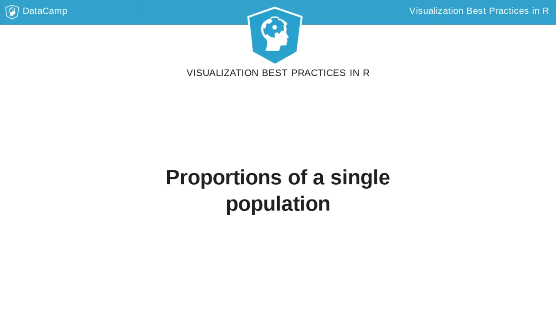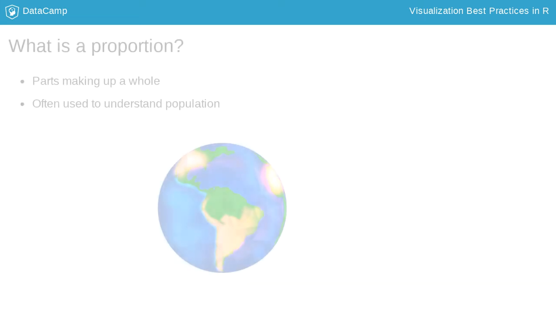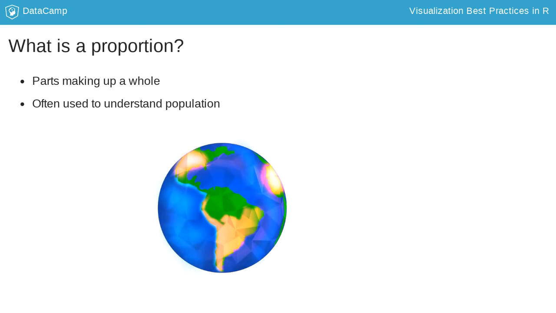Now that we're familiar with our data set, let's explore a common type of data, the proportion, specifically proportions of a single population. Whenever you have some data that adds up to a whole, you have a proportion. Think about the surface of the Earth. It is roughly 70% water and 30% land. When you add up all the land and water together, you get the whole of the planet's surface.